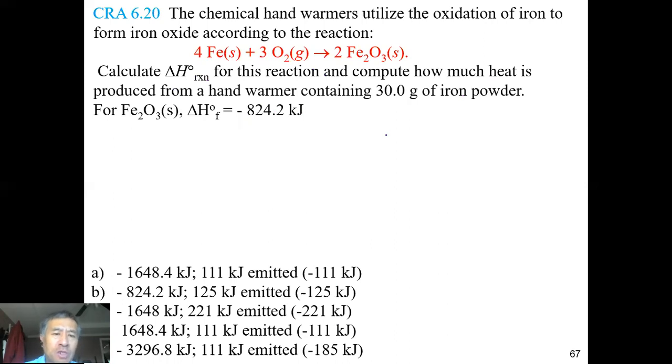What I give to you is, for this Fe2O3 solid, you have this delta HF. So delta HF naught equals negative 824.2 kilojoules. Only give you this number because in this equation, only this one is the compound. This element is in stable form. This element is in stable form. So therefore, the delta H naught F for these two reactants, both are zero.